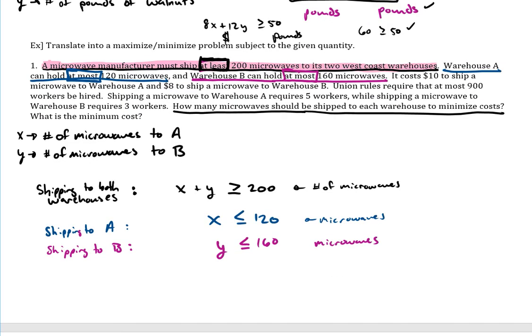Okay, so let's keep it going. All right, so those are each done. Let me use my highlighter again to show I've done these. I think I'm done with that information. Okay, then it says it costs $10 to ship a microwave to warehouse A. So I'm going to do this statement for warehouse A in blue. And let's use the purple again for warehouse B information. So it says, and $8 to ship a microwave to warehouse B.